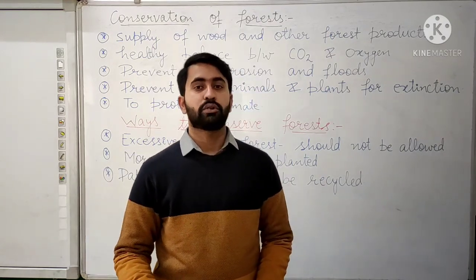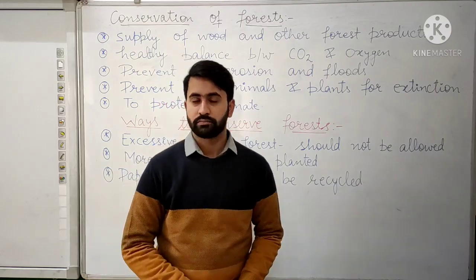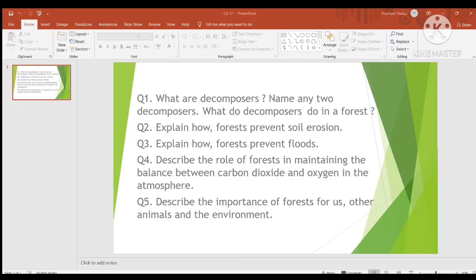Now we will discuss some questions related to our chapter. So our first question is, what are decomposers? Name any two decomposers, and what do decomposers do in a forest? So decomposers are those microorganisms which break down, or we can say which convert the dead parts of plants and the dead bodies of animals into simple substances, or we can say they convert them into humus. So the two decomposers are fungi and bacteria.